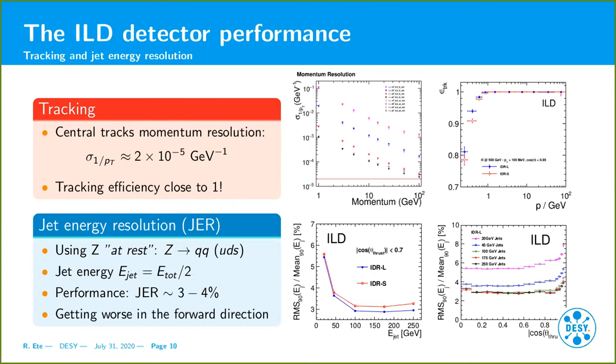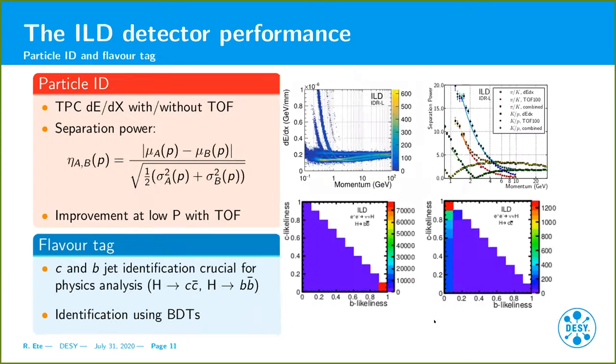There, the goal is set to have something like around 3 to 4%. And this is what you can see there on the left. We really reach this performance there. Of course, if you go in some specific region of the detector, namely in the forward direction, this is what you can see here. This is really degrading. Of course, you have the beam pipe and a lot of gaps between different detectors. So we are a little bit worse there, but in the barrel region, mainly, this is what you have here. We are really reaching this performance.